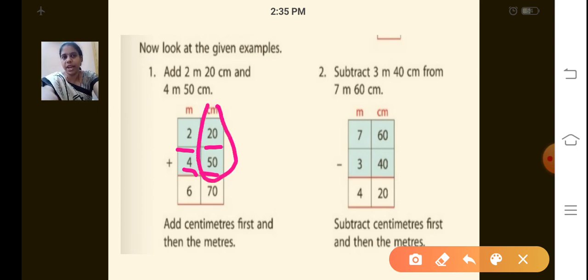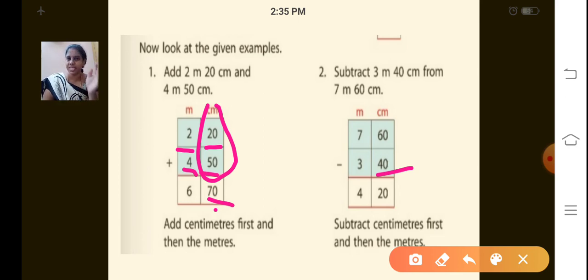See, first we are going to add this. First we are going to add 0 plus 0 is 0. Then 2 plus 5 is 7. Then move on to the meter. 2 plus 4, 6. Normal addition. First add the centimeters. Then move on to the meters. And how to subtract? Same way. First subtract the centimeters. Then the meters.